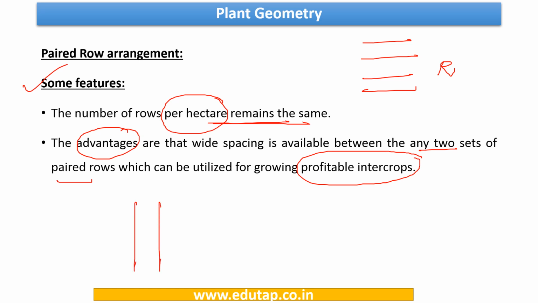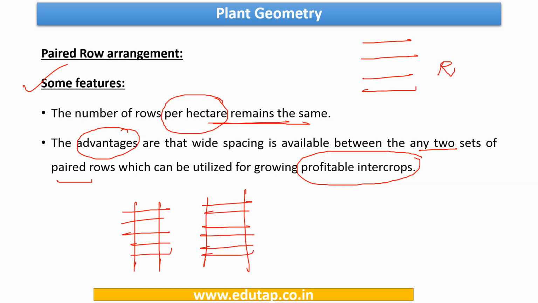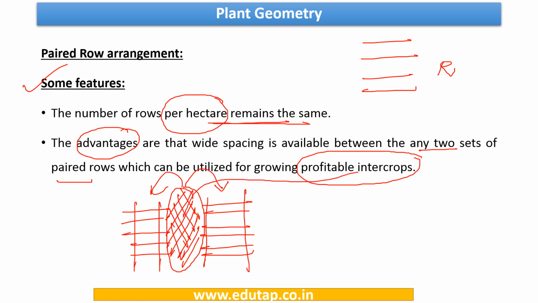So we just now saw in the previous example, the diagram was like this. Just imagine this to be the diagram that we had referred before. So here we saw that there was a space, right? And this was a space between these two paired rows. So this space that we are talking about can be effectively utilized to grow any other intercrop. Okay, so there is effective utilization of space, and each of the plant is also spaced in a definite arrangement.